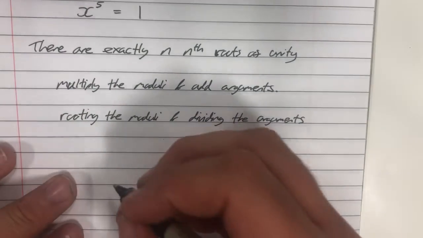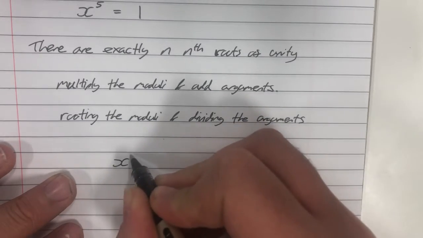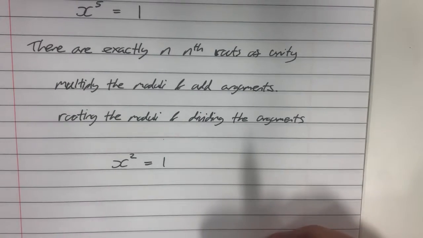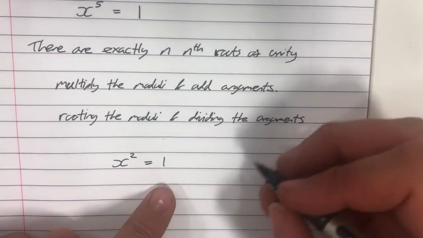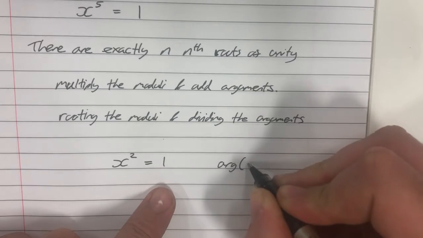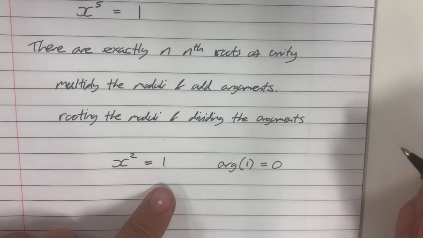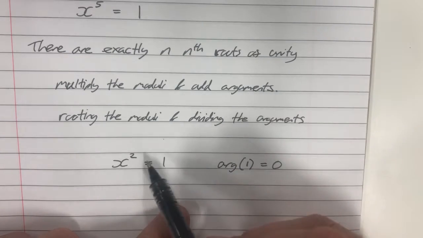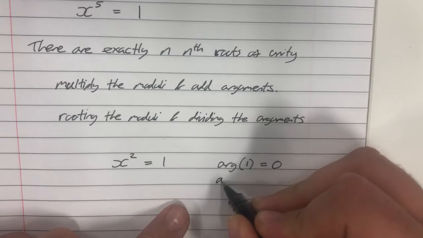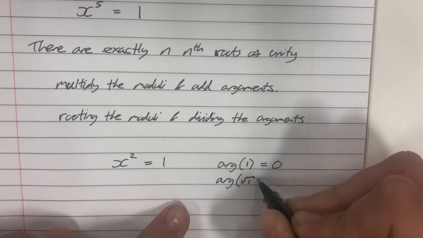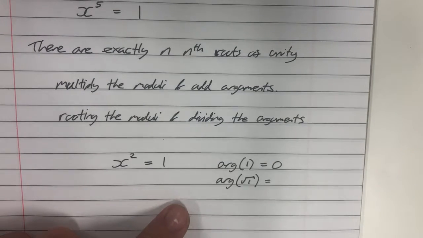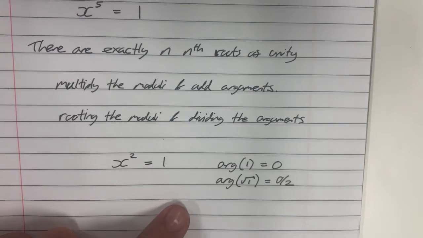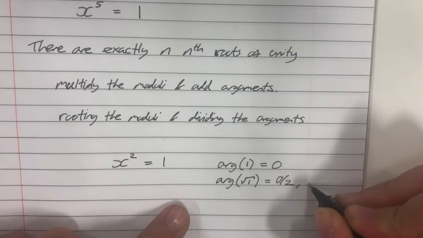So in this case, let's have a look at x squared is 1. Now we know that the square roots of 1 are 1 and minus 1. Okay, they're both real. Let's just have a look at the argument of 1. Well, that is 0, because it's a positive real number. So the argument of 1 is 0. So when we divide by 2, the argument of the square root of 1 is going to be equal to 0 over 2. But you could also have pi.